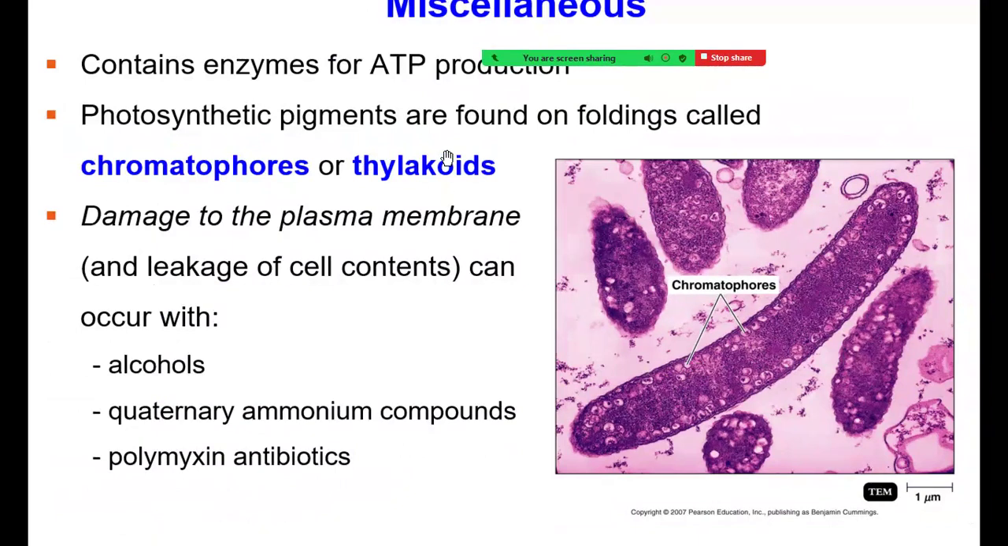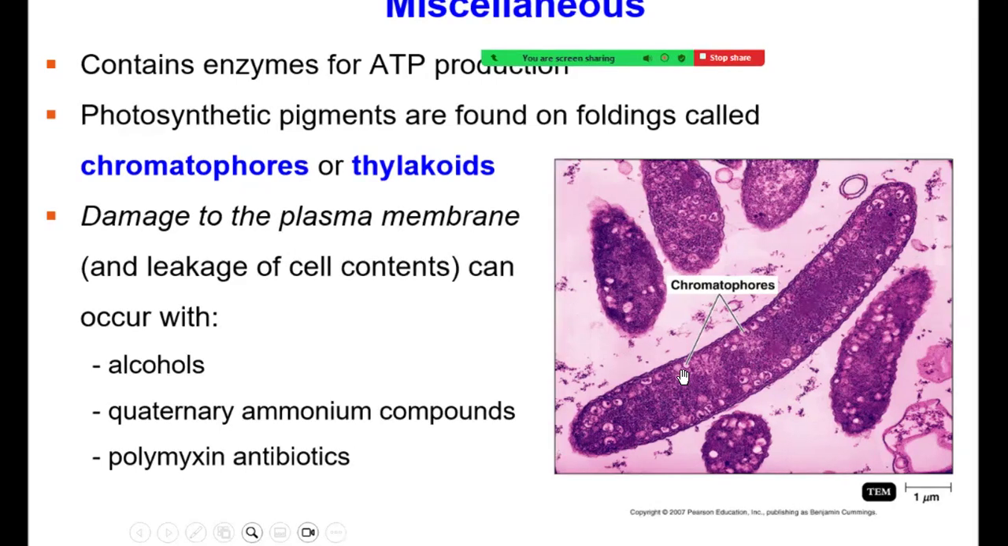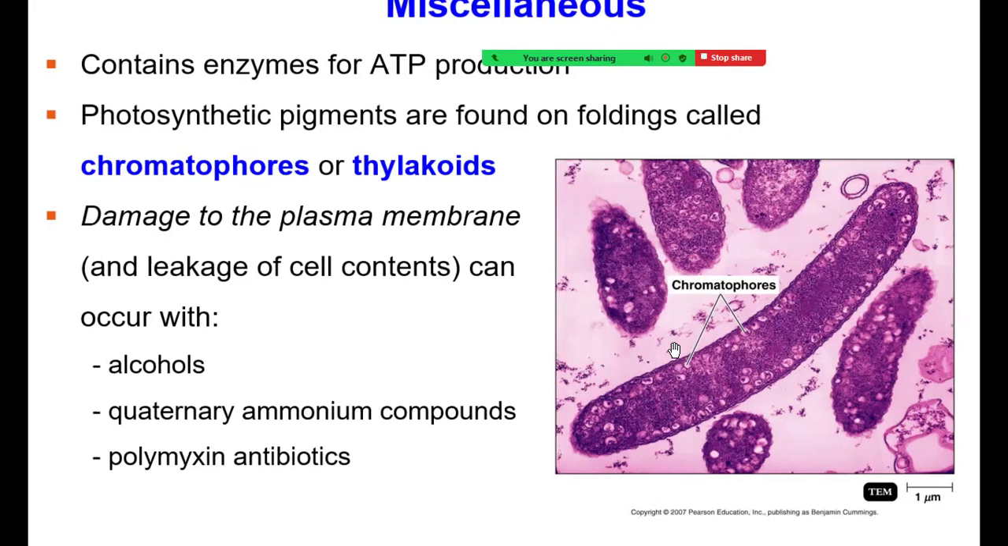If you damage the cell membrane, it will cause leakage of the cytoplasm out of the cell, and that will, of course, kill the cell. You can damage the plasma membrane with alcohols, quaternary ammonium compounds, and then the antibiotics of the class polymyxin, like polymyxin B, puts a hole in the cell membrane. Any questions about any of that?